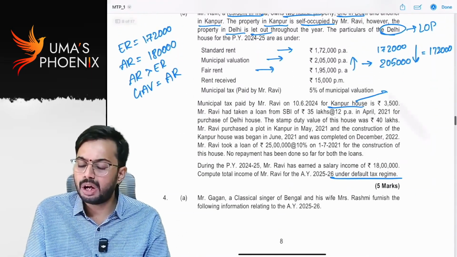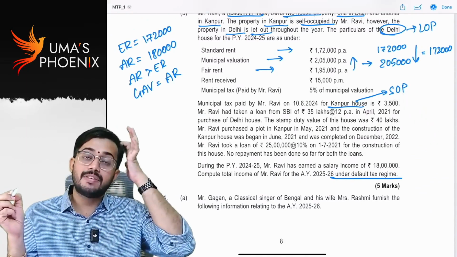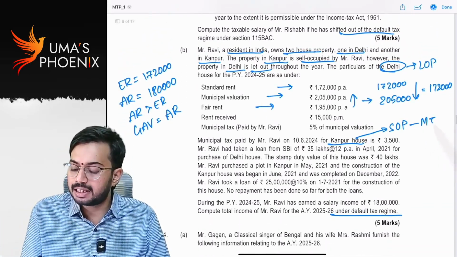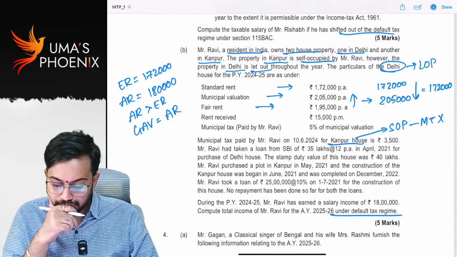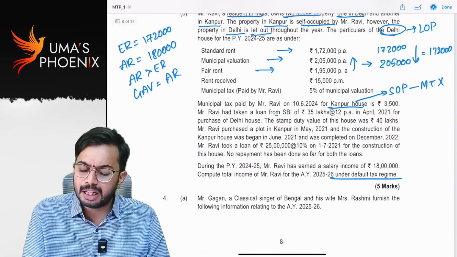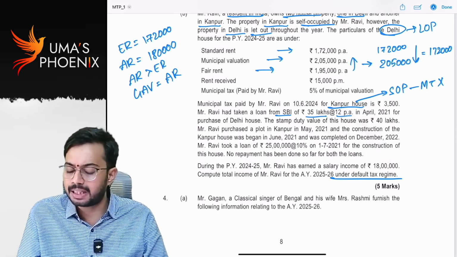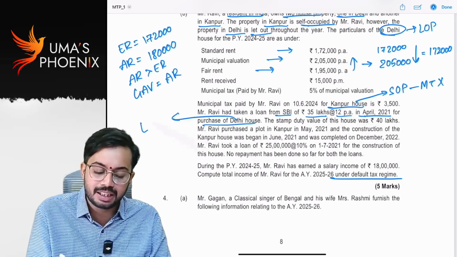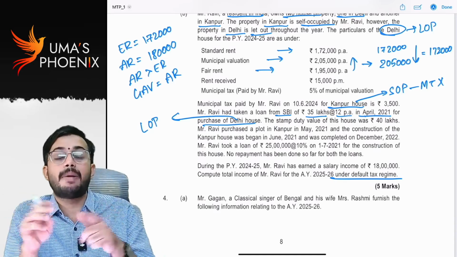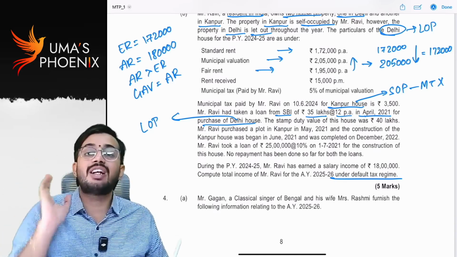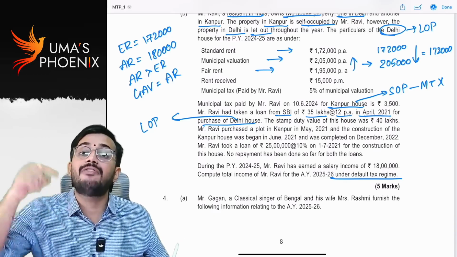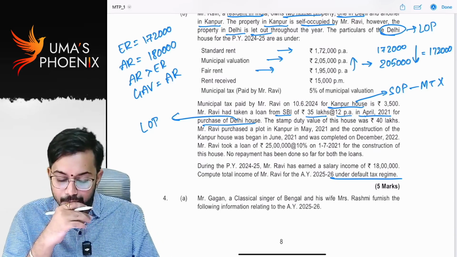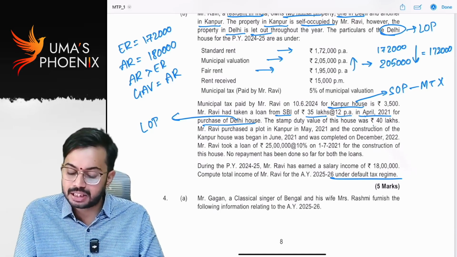Good. Municipal tax paid by Ravi on 10th June 24 for Kanpur house. Kanpur house is self-occupied property. In case of self-occupied property, whether municipal taxes are allowed? For self-occupied property, municipal taxes are not allowed as deduction. Mr. Ravi had taken loan from SBI of 35 lakhs at the rate of 12% per annum in April 2021 for purchase of Delhi house. Delhi house is let out property. In case of let out property, interest is allowed even under default tax regime. But if loan is taken for self-occupied property, interest is not allowed under section 24B. Correct? Now, the stamp duty value of this house is 40 lakhs.